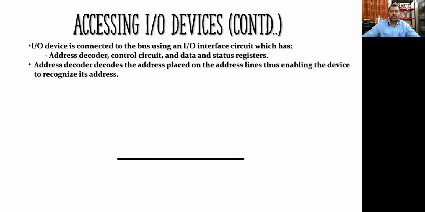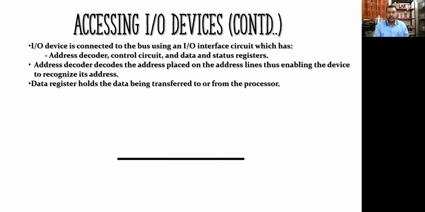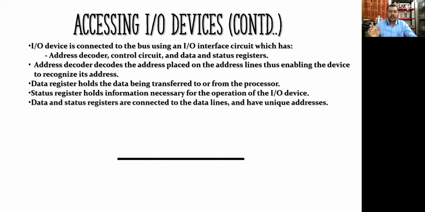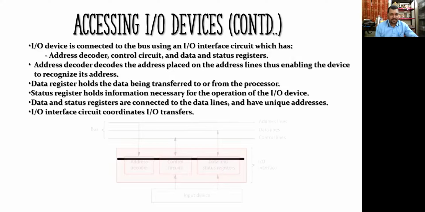The address decoder decodes the address of that particular input output device, whereas the data register holds the data, and the status register holds the information necessary for the operation of the input output device, whether it is going to read from or write to the device. And lastly, the control unit. The data and status registers are connected to the data lines and have unique addresses. The input output interface circuit coordinates the input output transfers.